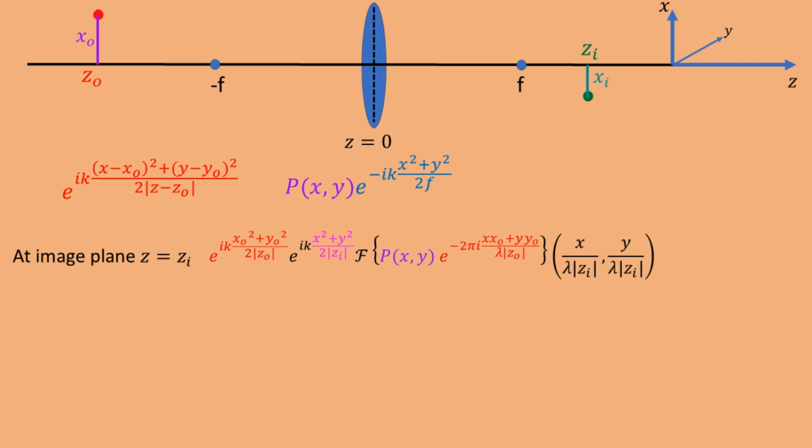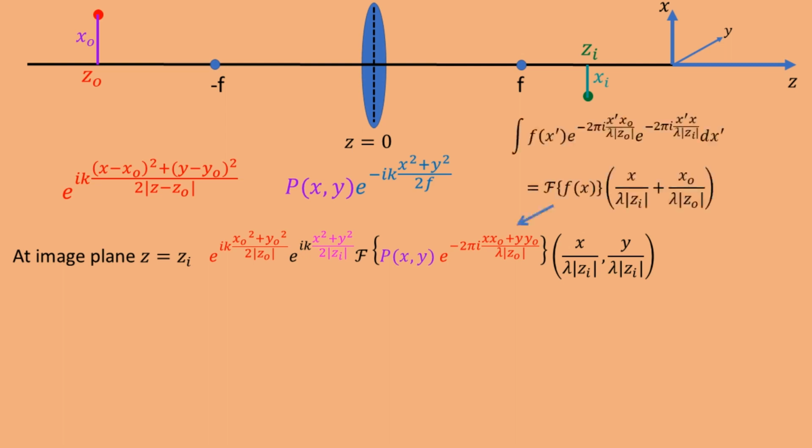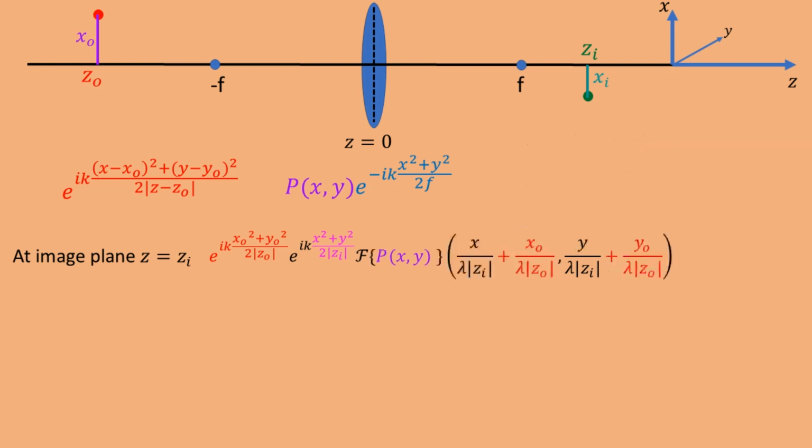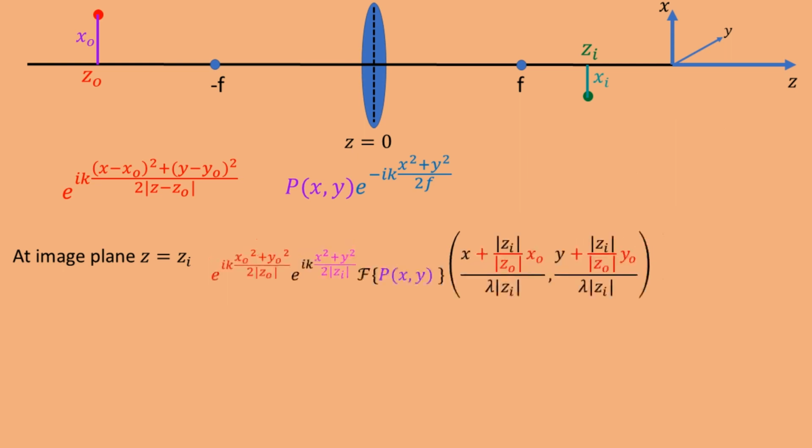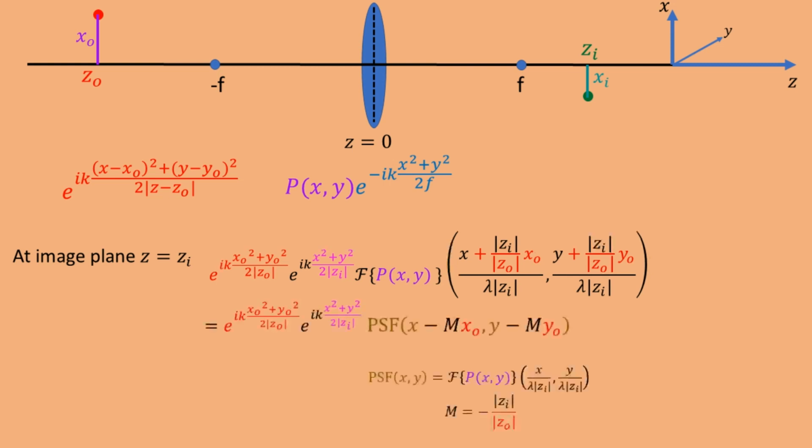And from this, we can see that multiplying the pupil with the linear phase function means shifting the Fourier transform of the pupil function. We can rewrite the argument of the Fourier transform so that it has a common denominator lambda z_i, and we can simplify the expression by introducing the following definitions. We define the point spread function, or PSF, to be the image that is produced by an on-axis point source, and this image is given by the Fourier transform of the pupil function. We define M to be the magnification of the image, which is minus the image distance divided by the object distance, just like in geometric optics.